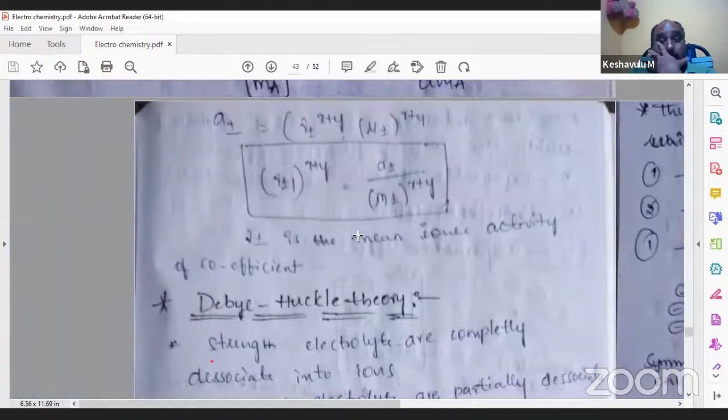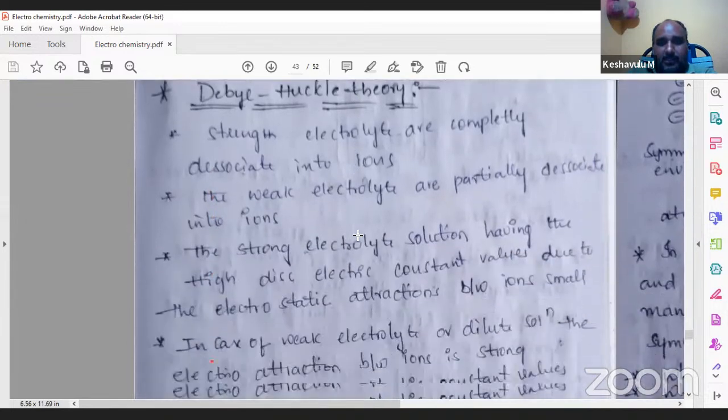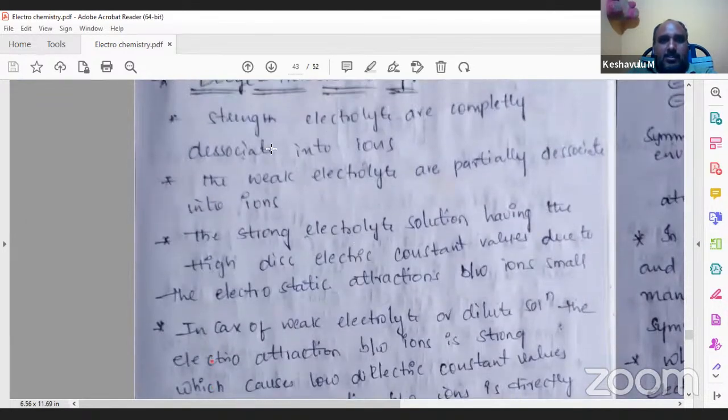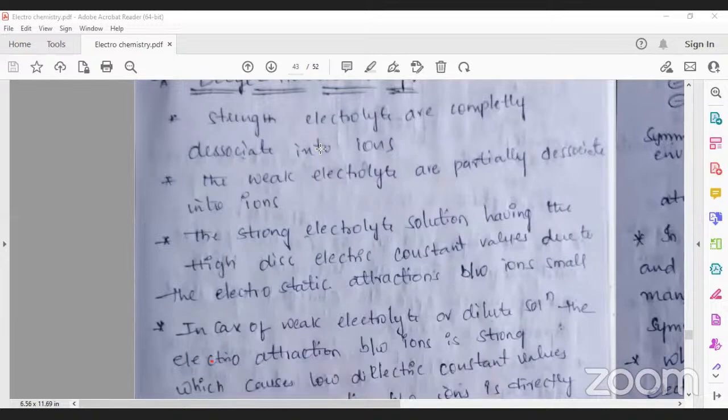Let's see what the Debye-Huckel theory is. Some assumptions are there with respect to this. They give some equations, and those equations are applicable to the mean ionic activity coefficient. So what are those? We'll see. Just see the first one.